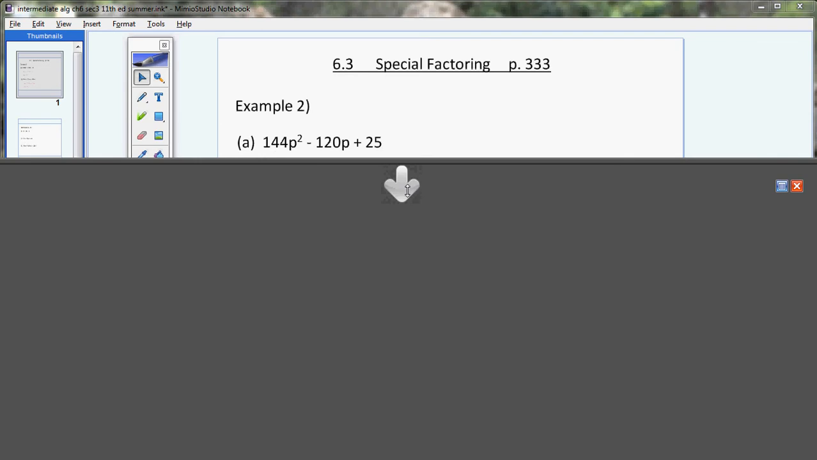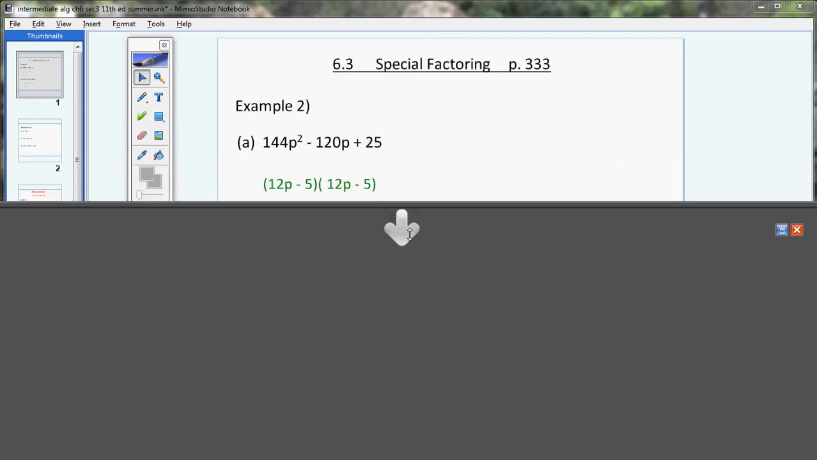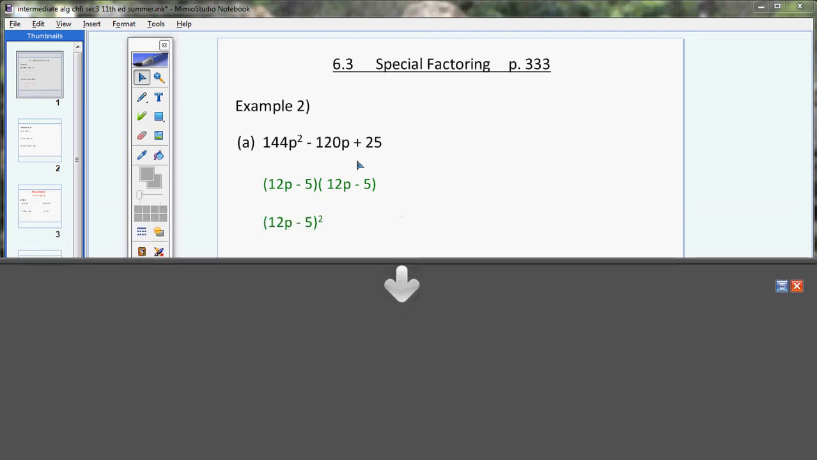Okay, so when you go to factor, you want to look for hints. On this one, I noticed that the first one and the last one were perfect squares. This is 12p times 12p, and this one is 5 times 5. So I decided to try those first. If I put 12p here and a positive 5 on the end like that, what I can do is this.